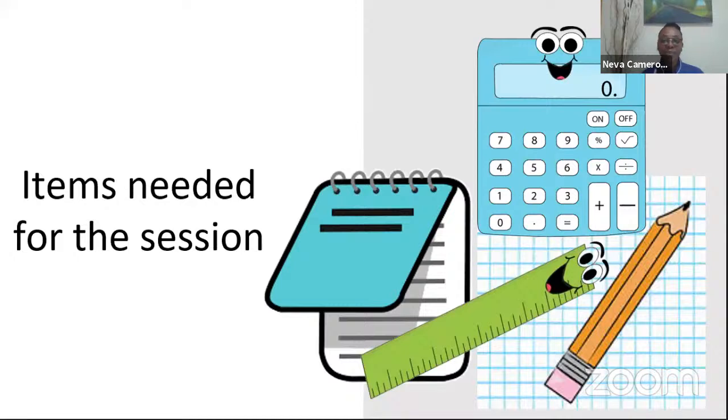All right, so before we get to the prerequisites, here are some items that you must make sure that you have today. Make sure that you have writing material, also graph paper, because we're going to be doing some graphs, and your calculator. So once you have those, you are ready for today's session. Mr. Brown, take us through the prerequisites before we begin.